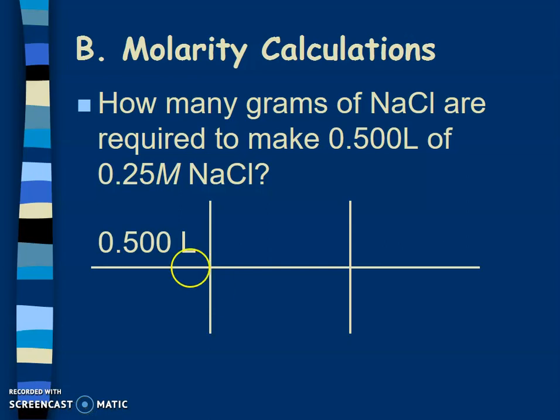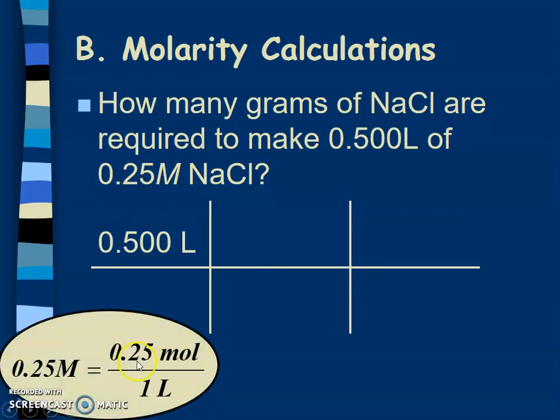Hopefully you said liters, so we need liters down here as well. That way these 2 liters will cancel off. So what do I have where I'm going to find liter information? I have my molarity, because remember this means moles per liter. So this is the same thing as 0.25 moles per liter, okay?